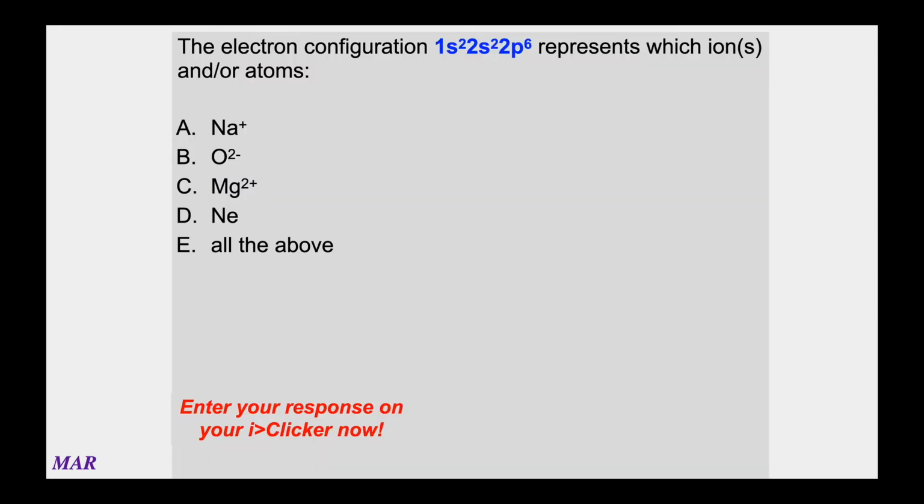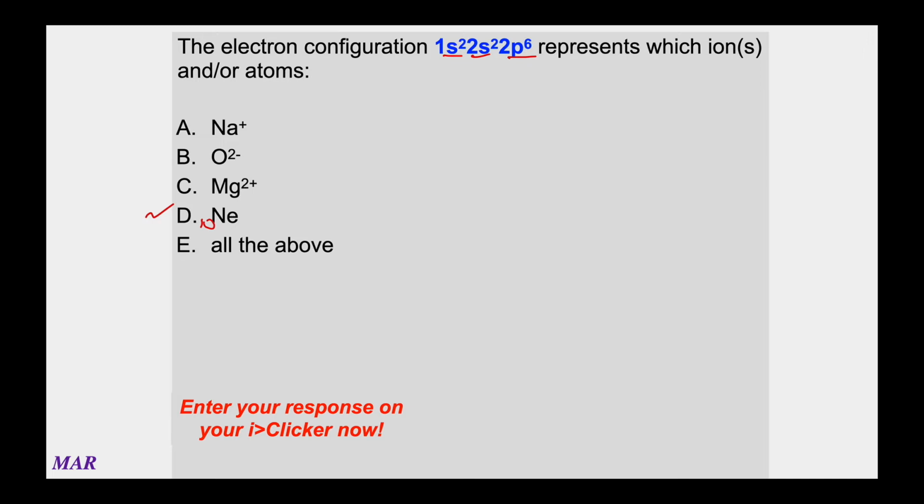The electron configuration 1s2, 2s2, 2p6 represents which ions and or atoms? This is kind of interesting. We've got sodium, oxide, magnesium 2 plus, and neon. Well, let's start with neon. Neon has 10 electrons. Its atomic number is 10. If you put the electrons in, first electrons go in 1s, next electrons go in 2s, and then 2p. So 2 plus 2 plus 6, the superscripts of that configuration, equal 10. Neon is 1s2, 2s2, 2p6. So at the very least, we know that answer D here is legit.